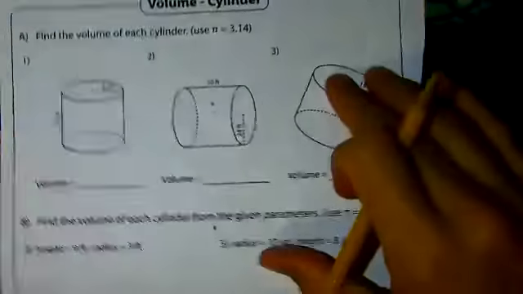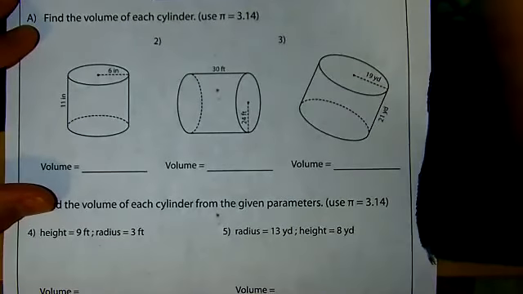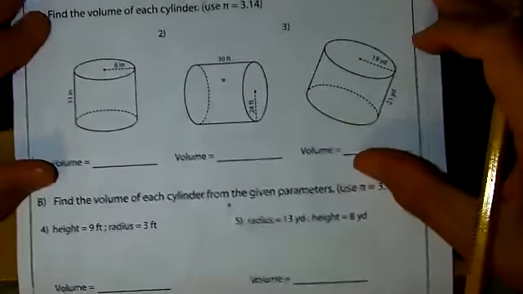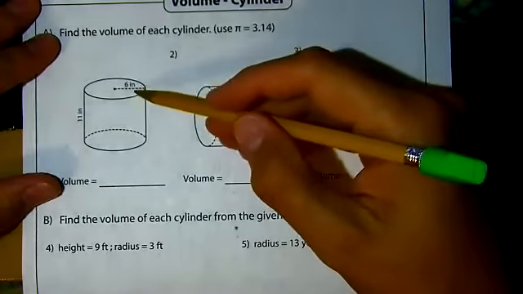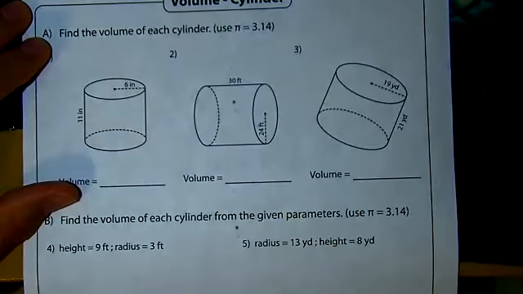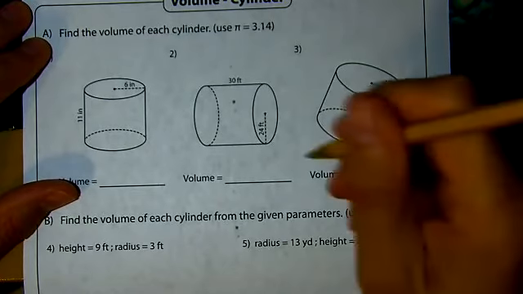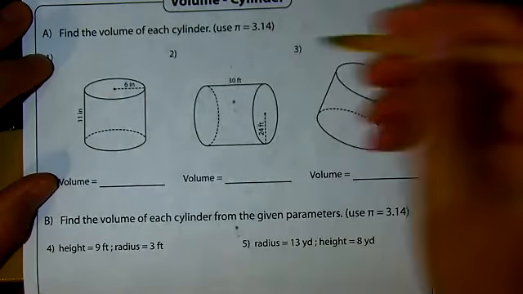Now we're going to try a few on the worksheet. So it just says find the volume of each cylinder using pi is 3.14. So I'm just going to help you put this in a formula, and then just to show you what the setup is, since I don't have a calculator, you're going to have to practice that on your own. So this was volume, so it's pi r squared h.